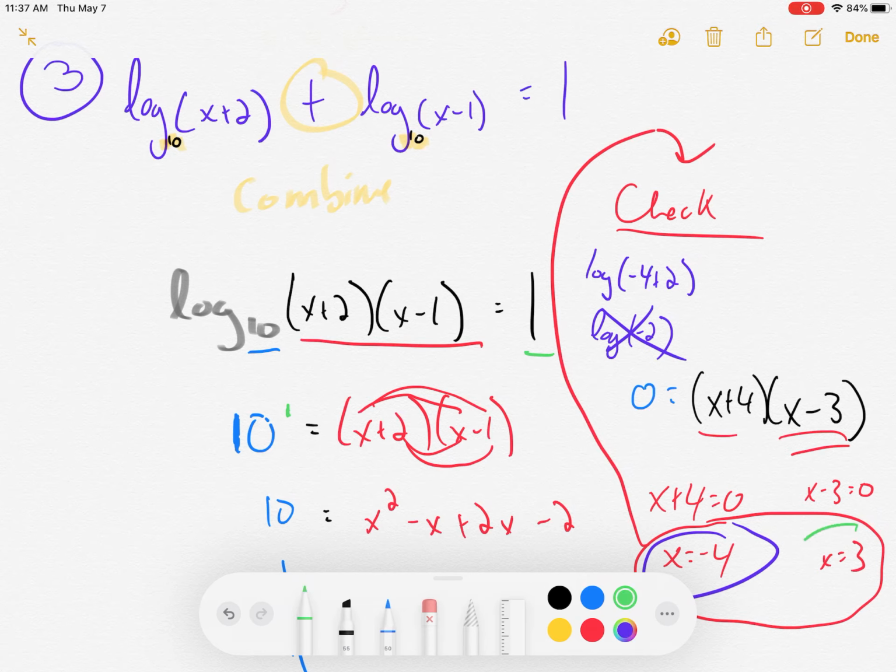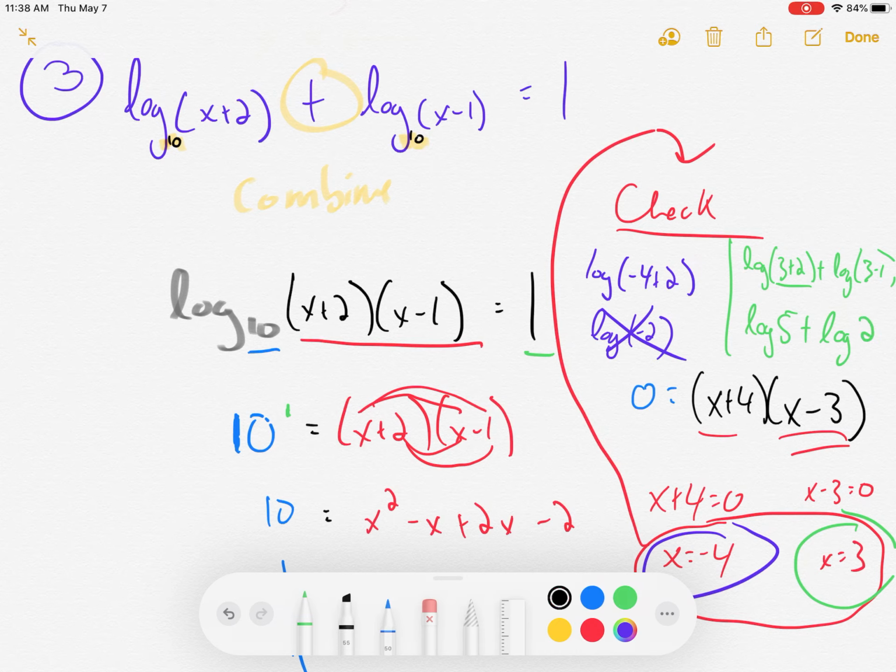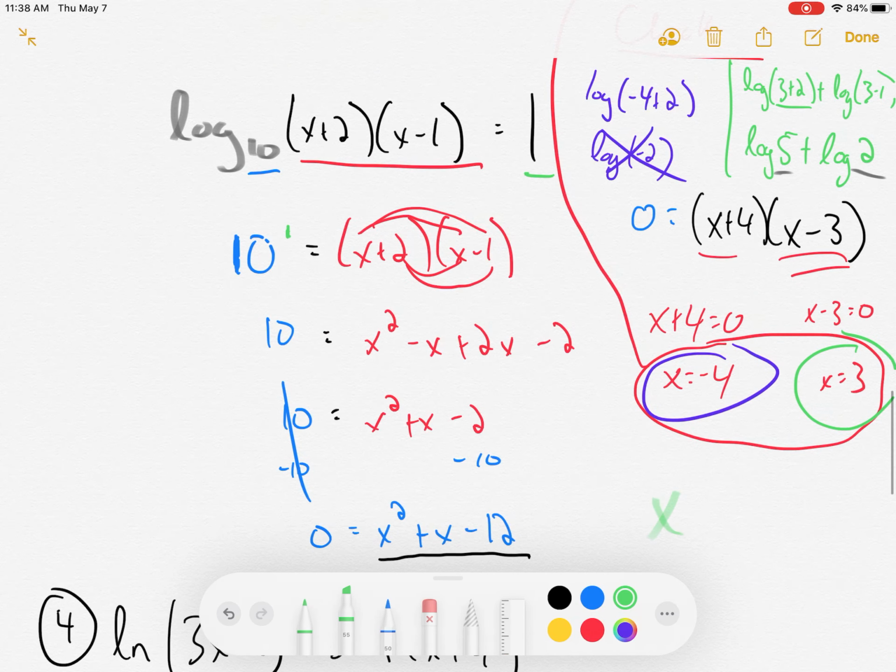So now let's move on and check x equals 3. When I check x equals 3, I have log of 3 plus 2 plus log of 3 minus 1. 3 plus 2 is log of 5 plus log of 2. Those are both positive numbers that I'm going to underline in the black highlighter. So I can do that. Then my only answer is x equals 3.